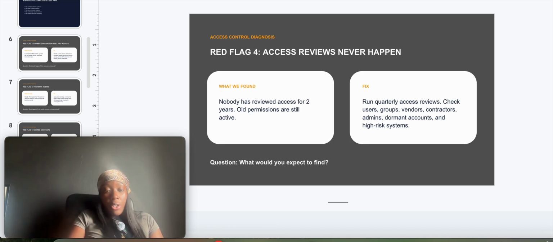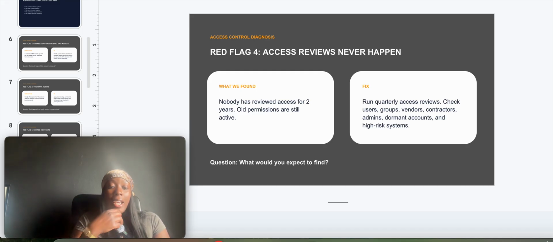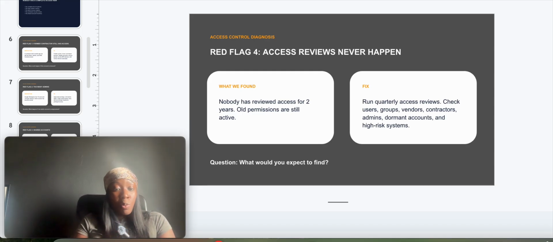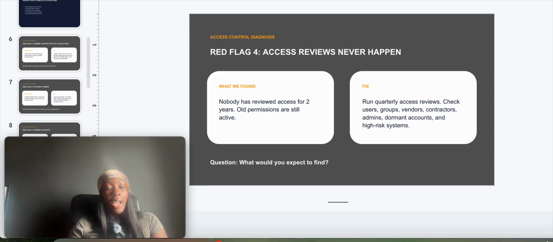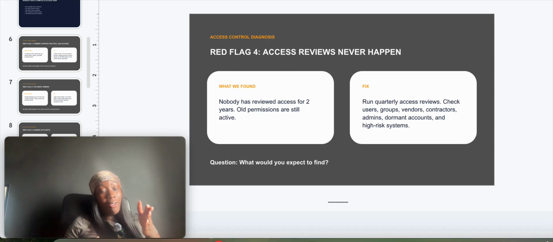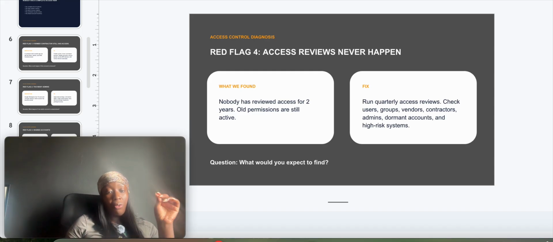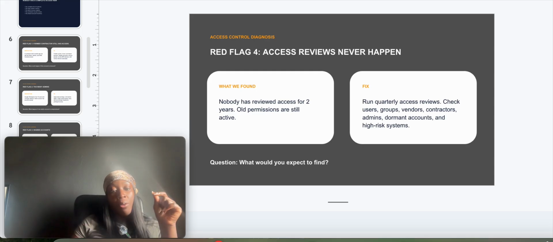Red flag number 4, access reviews never happen. So nobody has reviewed access for 2 years, old permissions are still active. In a startup, I'm just going to flag that it's particularly dangerous, especially in the early days, because people are given access to almost everything very, very permissively in the beginning because of practicality. But the point you need to remember is that once time goes on, people move into different roles, you start acquiring a crazy amount of access. So think of that original set of keys. Let's say you've got the privileged keys, your normal keys, all on one set of keys.